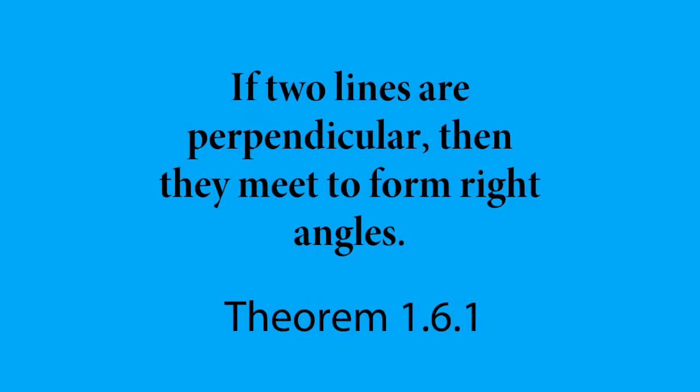Our first theorem is that if two lines are perpendicular, then they meet to form right angles. Take a moment and think about it. Draw the picture. Convince yourself that this is the case. You might have drawn a picture that looks a little bit like this. Remember, a perpendicular line by definition only forms congruent angles. The key to this proof is showing that those congruent angles must measure 90 degrees.